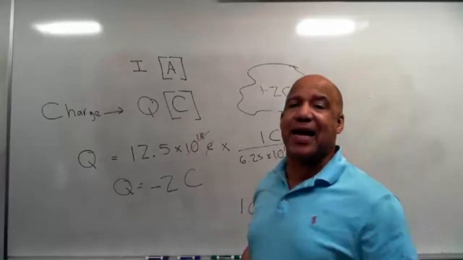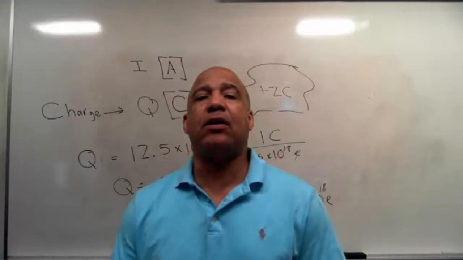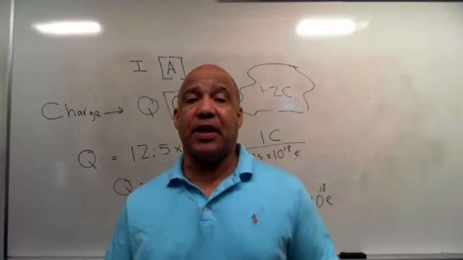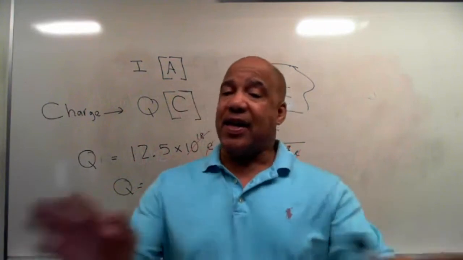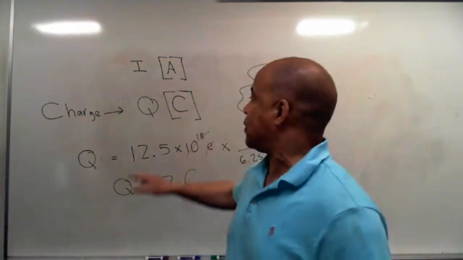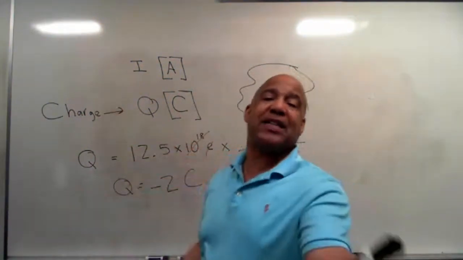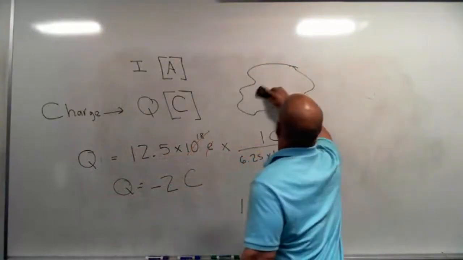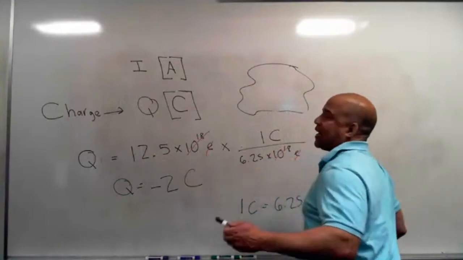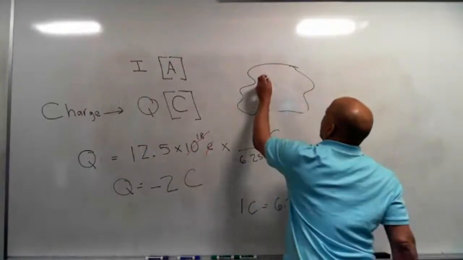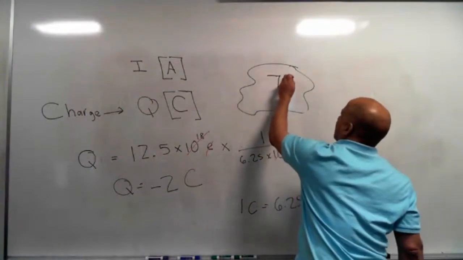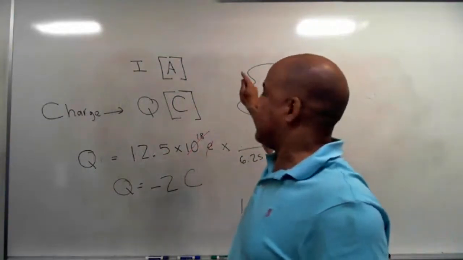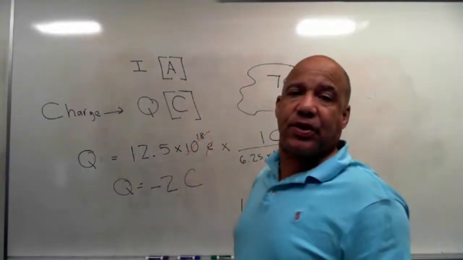Now, this is an important concept, guys. When you're doing a problem like this, you got to know if we're dealing with things that are positive or negative. The only reason this worked out is because we started with a neutral dielectric. But let's say the dielectric wasn't neutral. Let's say this is my dielectric, and let's say the dielectric had a charge of 7 coulombs.